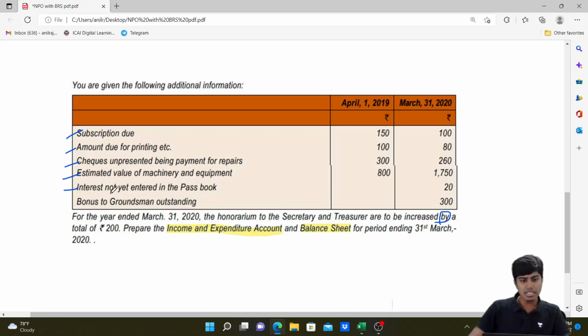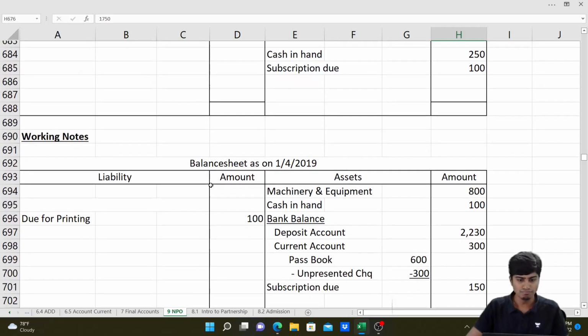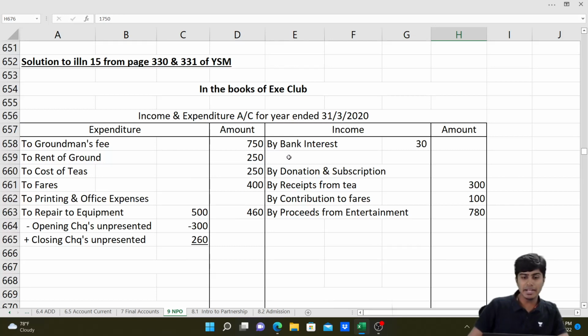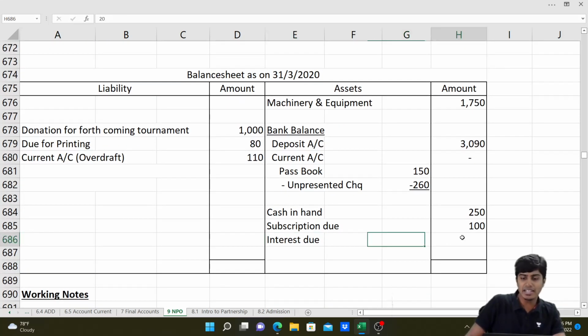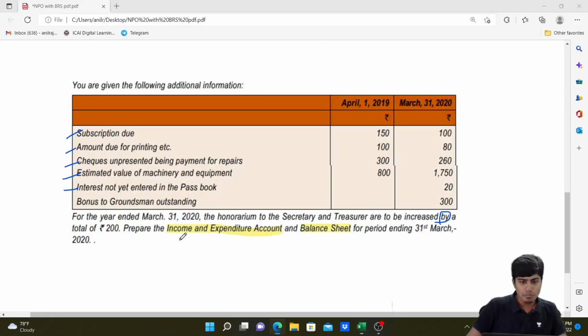Here, guys, what do we have after that? What we have after that is interest not yet entered in passbook. This interest which is not yet entered in the passbook needs to be accounted. Interest not yet entered in passbook is our income, and we've already written bank interest of 30. To this 30 I will add a further 20, making it 50, and this 20 is our asset. So in my balance sheet on the asset side I'll write interest due 20. Got it, everyone? Great. What else?